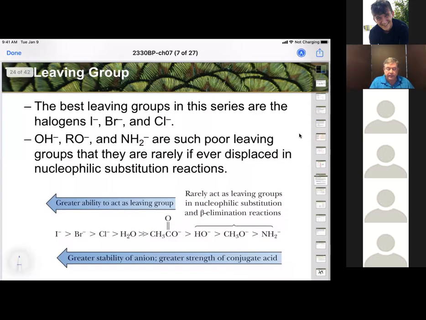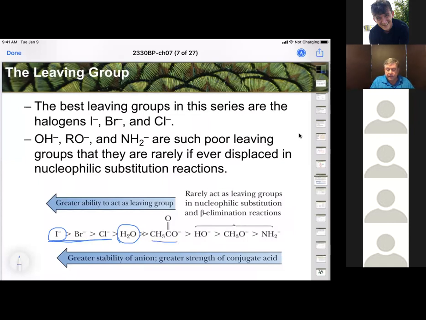Our HI is the strongest acid, and that makes it the weakest conjugate base, which makes it the best leaving group. Okay, so our best leaving groups are all these things that would have been strong acids. And then this is hydronium. This would have also been a strong acid. So all of those things that would have been strong acids if they had protons on them make good leaving groups. They are the best leaving groups.